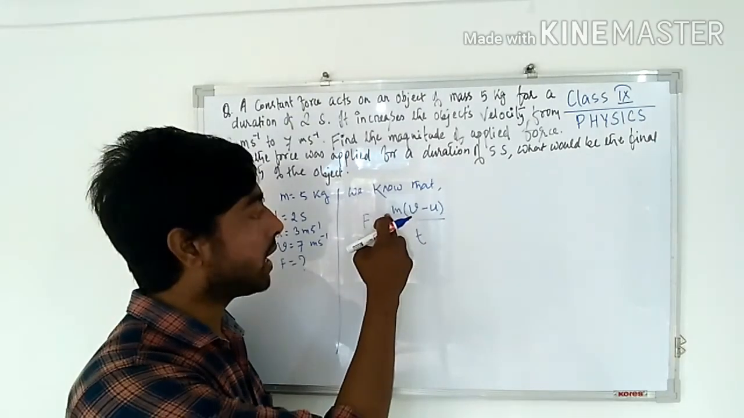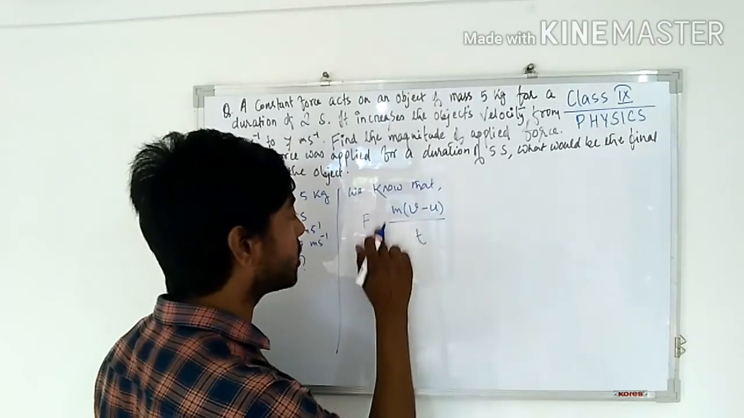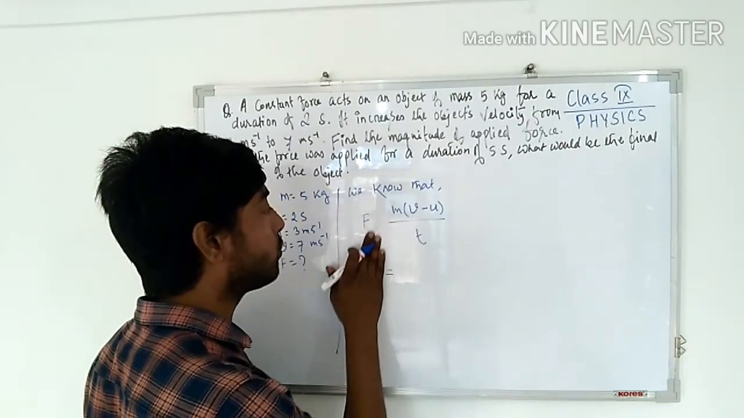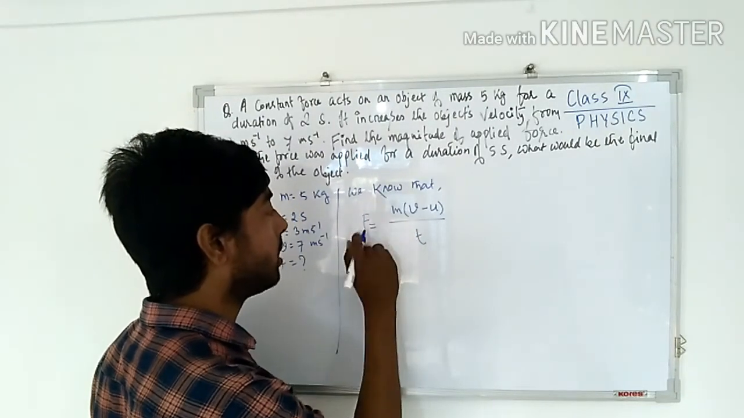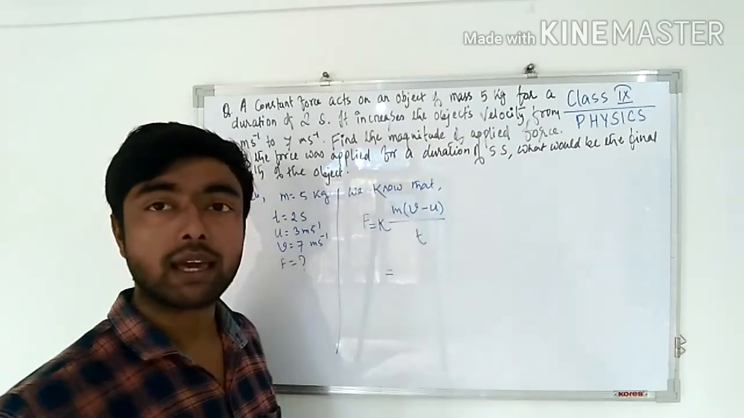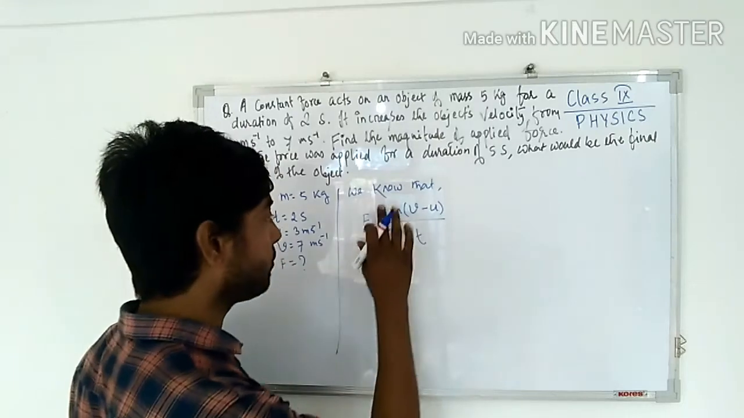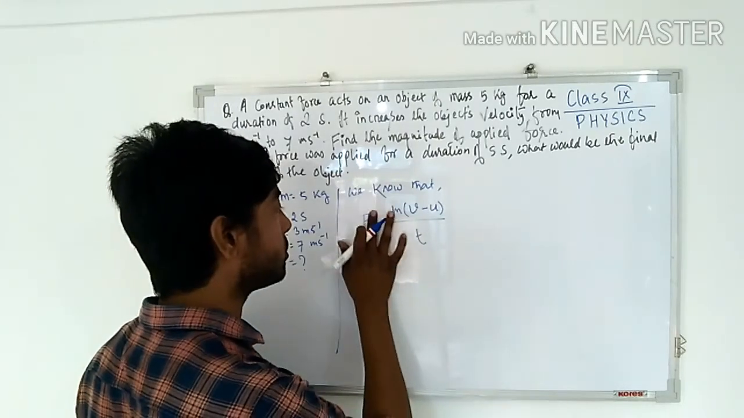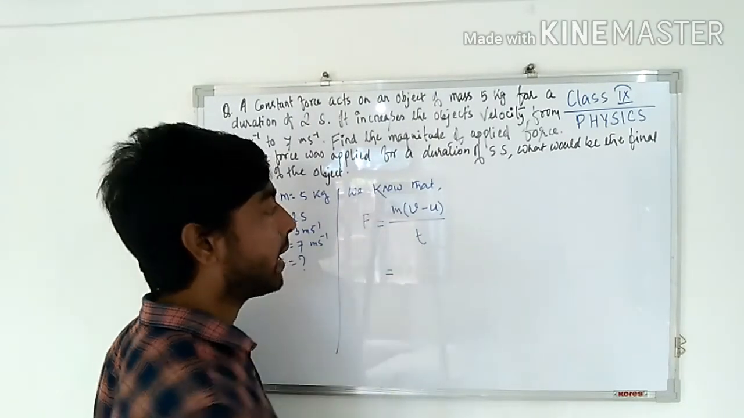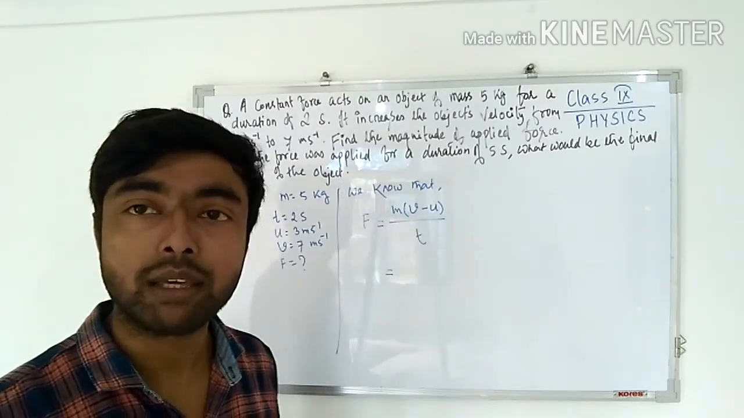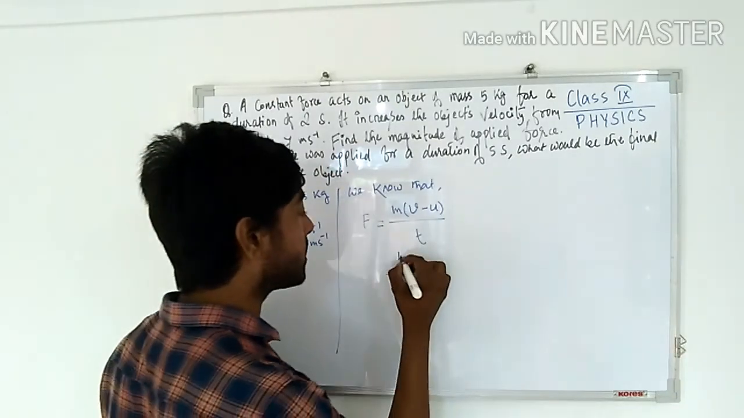F is equal to m. Actually F is proportional to this, but we have to give one constant when we write is equal. So we gave K, and in that K we choose the constant value to be 1. And if we write this 1, it will be F equal to m V minus U divided by T. What is m? 5 kg given.